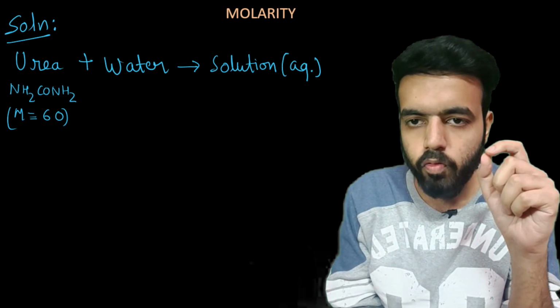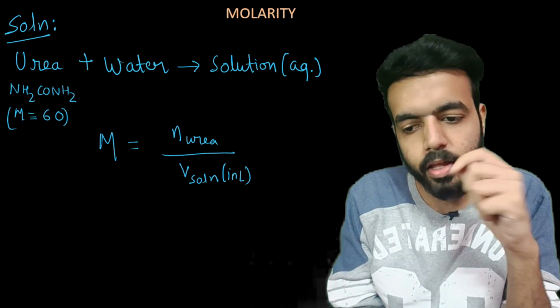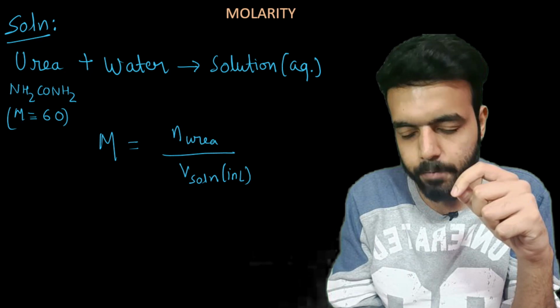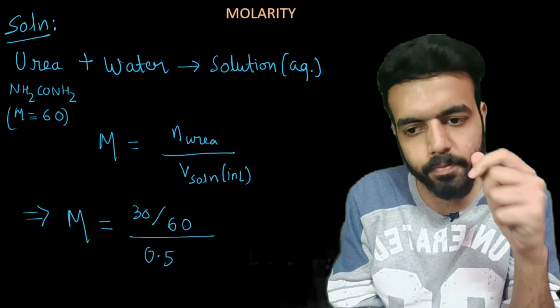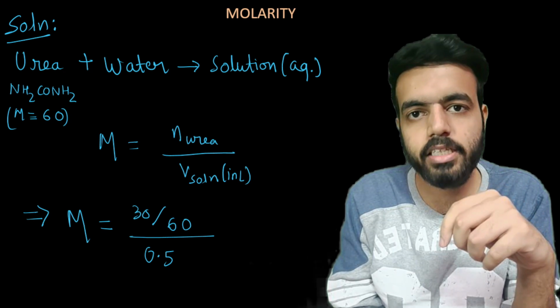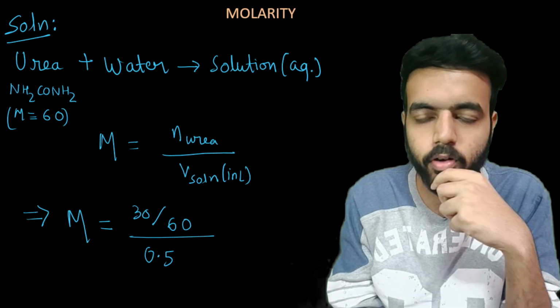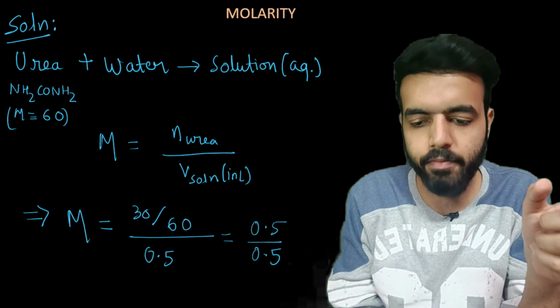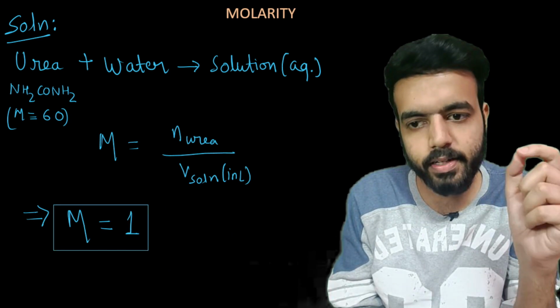Okay. For molarity we need what? We need the number of moles of solute, that is urea, upon volume of solution in liters. So 30 upon 60, given mass upon molar mass of urea, and that is divided by the volume of solution in liters. So half liter is 0.5. So we have 0.5 over 0.5, which will cancel out to be 1.